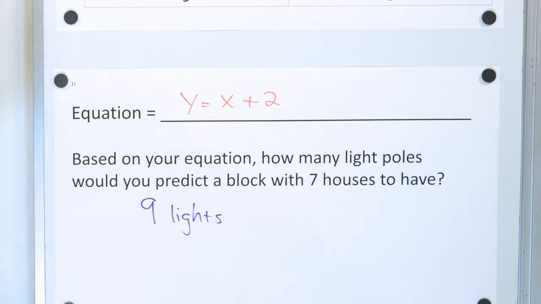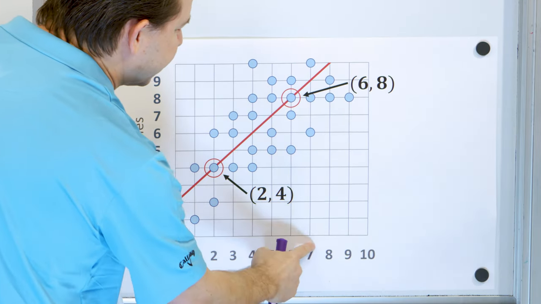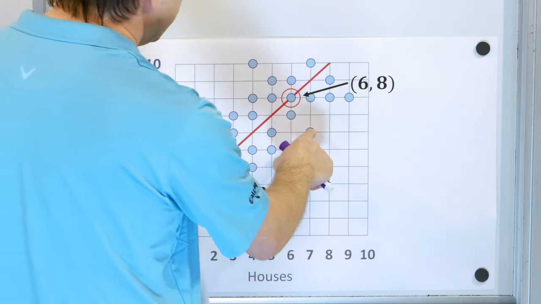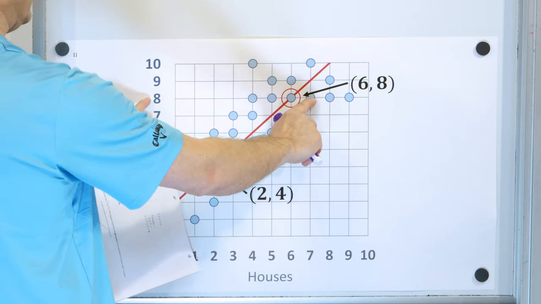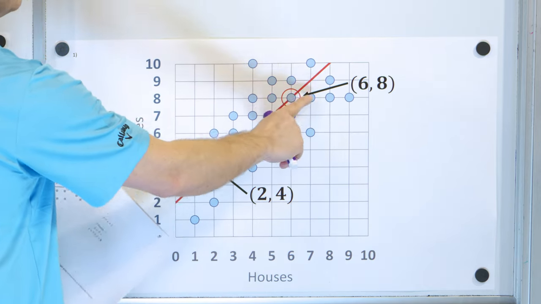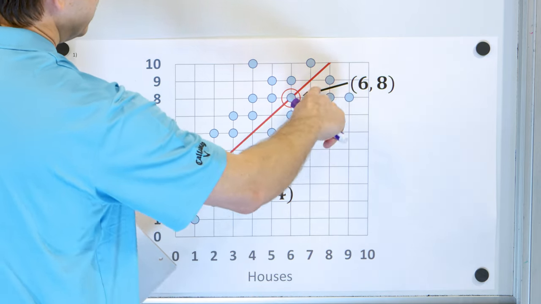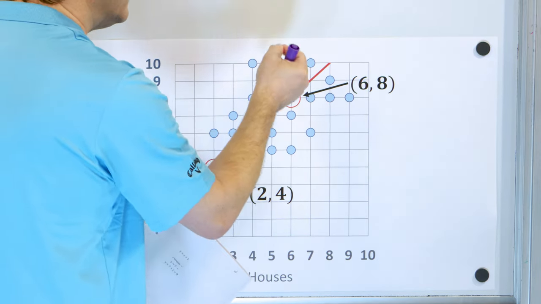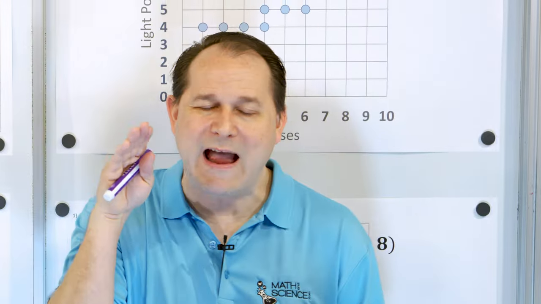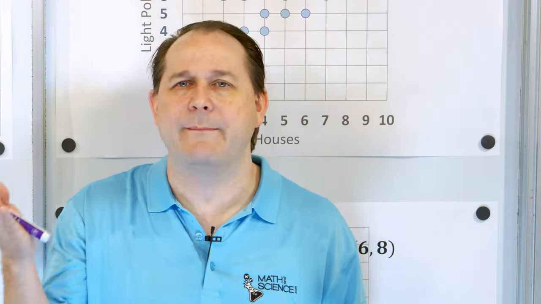Now let's compare that to our data. In our actual raw data, you see right here, when we have 7 houses in real life, what actually happened? Well, in one instance, the city put 6 lights. In another instance, the city put 8 lights. In another instance, the city put 10 lights. But our line of best fit goes through here, and so it's telling us that at 7 houses, the line of best fit goes through at 9 lights. So the line of best fit, based on cutting through our actual data, predicts that on average, the city should install about 9 lights on blocks with that many houses.